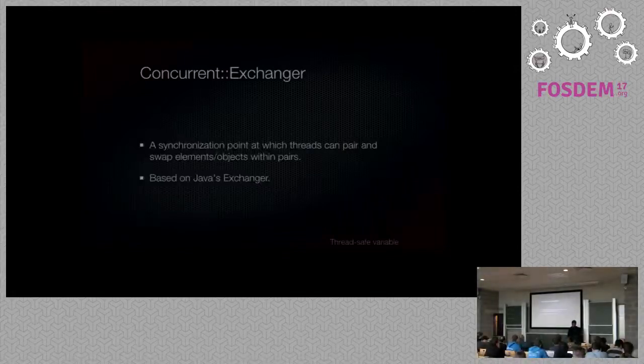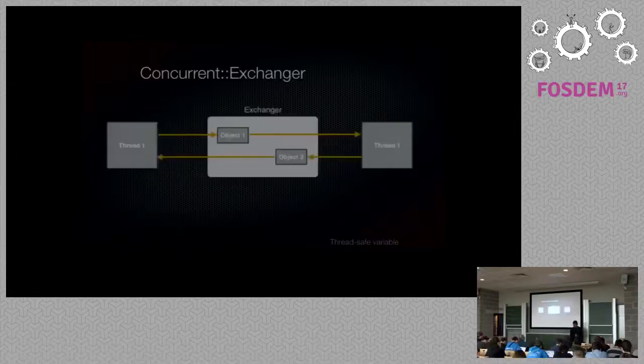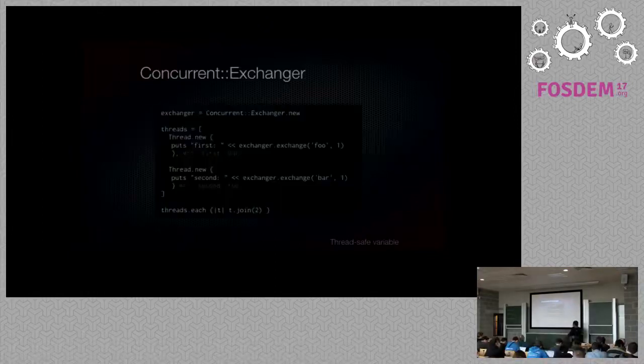So this next abstraction is very interesting, concurrent exchanger. It's a synchronization point at which threads can pair and swap elements, objects within pairs, based on Java's exchanger. So if there are 2 threads that want to exchange an object, they can use exchanger, and the object is safely exchanged. So this is one thread, this is another thread, and then they can swap the objects. So this is a code snippet, basically thread 1 and thread 2.